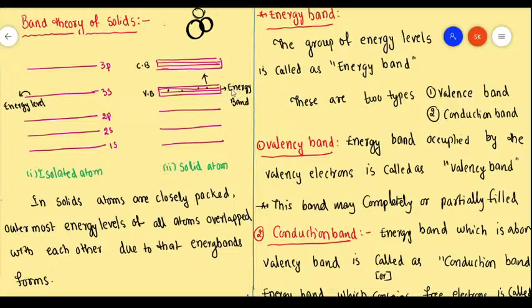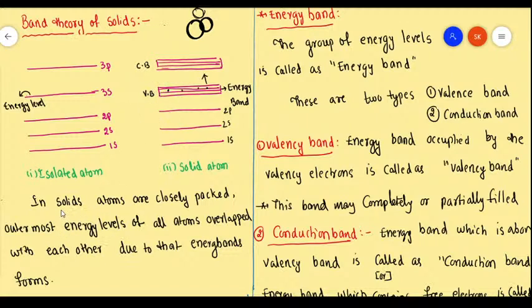Due to that, this group of energy levels is called an energy band. This is formed due to the overlapping of valence energy levels. Inner energy levels do not overlap with each other. Why? Because only the outer ones interact with each other, the inner ones do not overlap. That's why only valency energy levels overlap, valency orbits overlap, outermost orbits overlap. Due to that, an energy band forms, which is called the valency band or energy band.